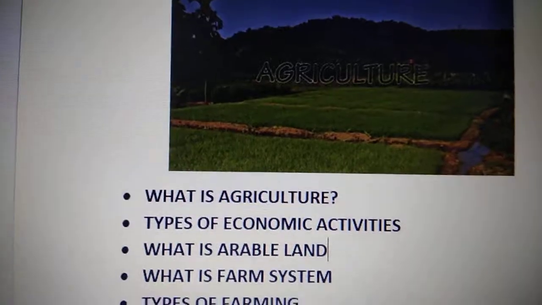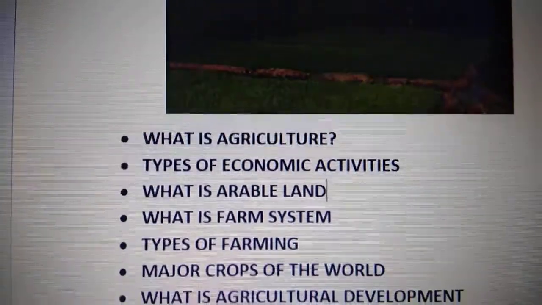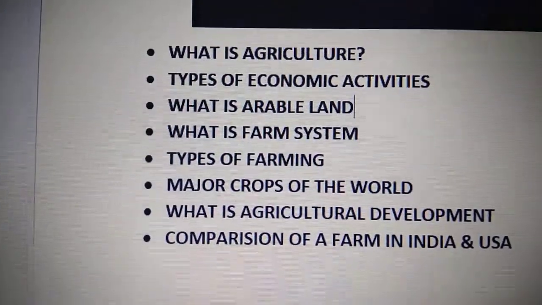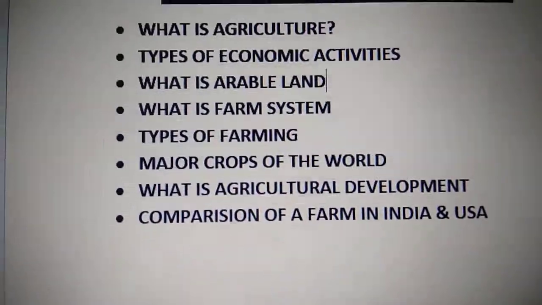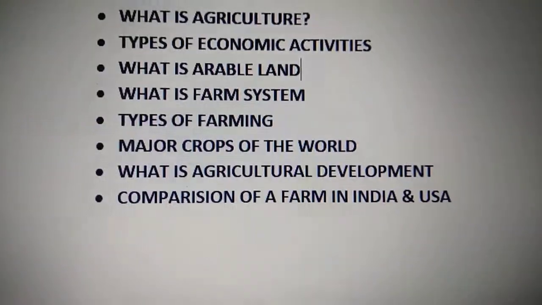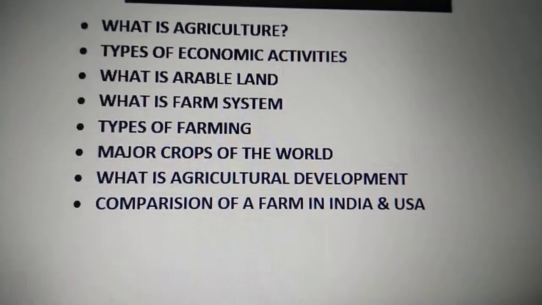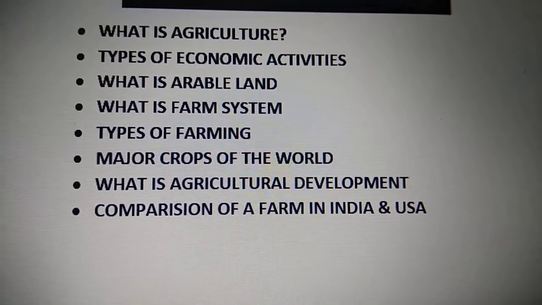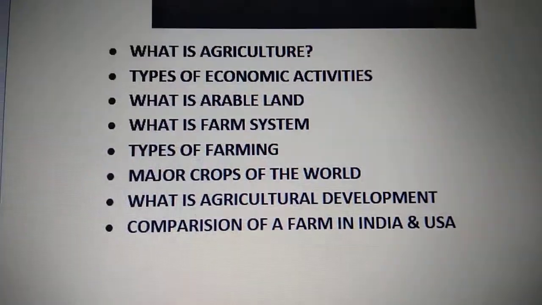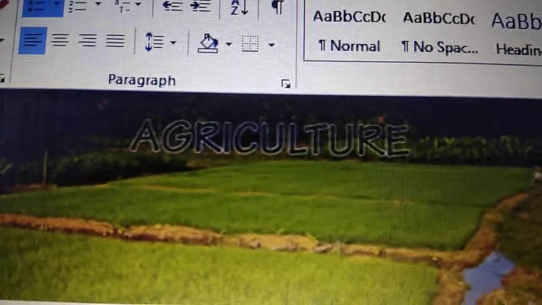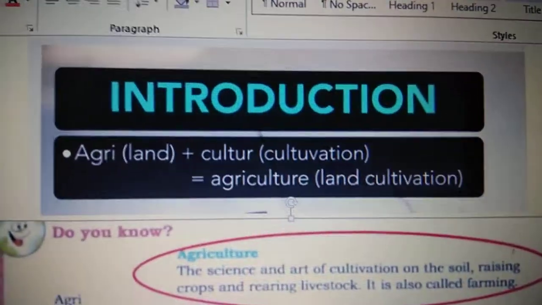Then we will learn the types of economic activities, what is arable land, what is farm system, the types of farming, the major crops that are grown in the world, and what is agricultural development. And then we'll see the comparison of a farm in India and a farm in USA. So these are the topics that are going to be covered in this chapter, agriculture.